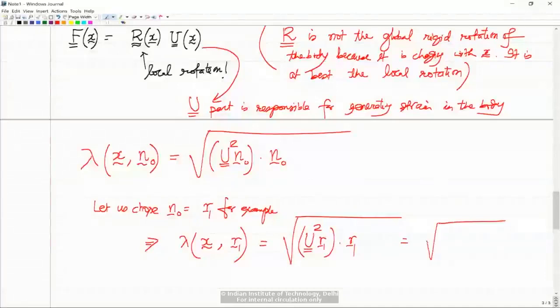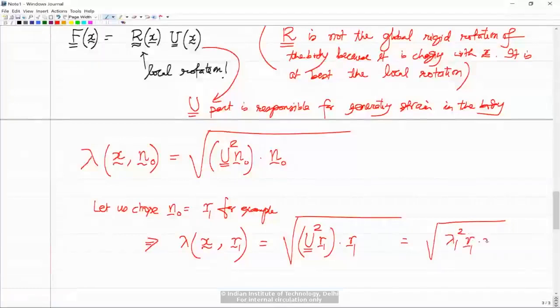R1 is the eigenvector of U, and therefore also of U square. So what will be U square into R1? It will simply give you the corresponding eigenvalue times R1. So that's lambda 1 square into R1.